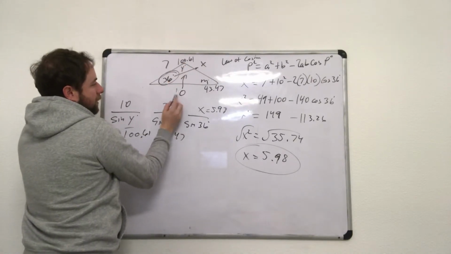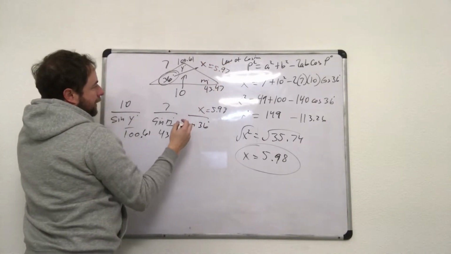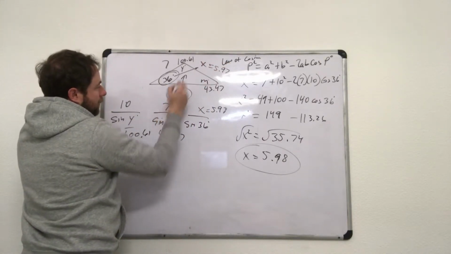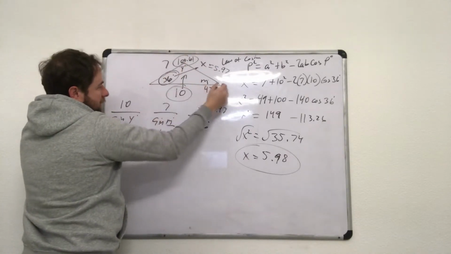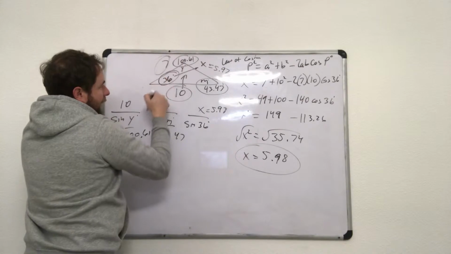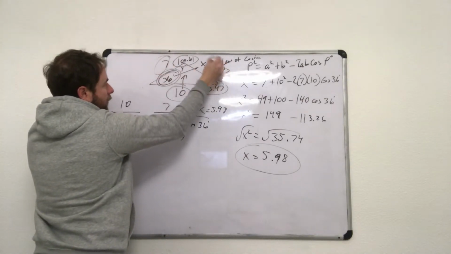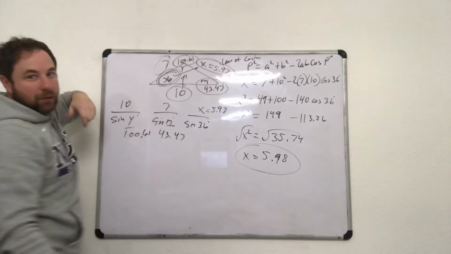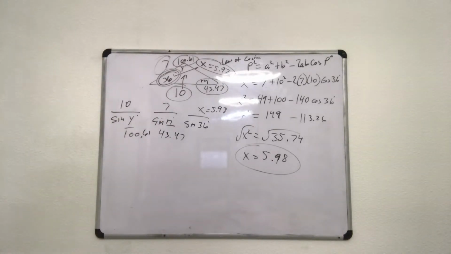It is opposite the biggest side. And that's the one thing you want to pay attention to when you're finding these answers. Biggest angle, biggest side. Those should correspond. Medium angle, medium side. 7 is in between 5.98 and 10. Smallest angle, smallest side, and that is what it should end up looking like. So that is law of cosines right there.